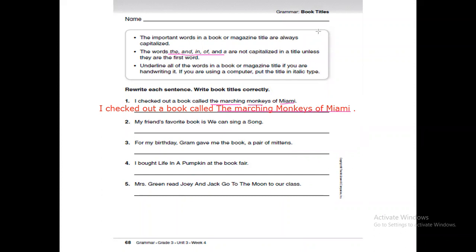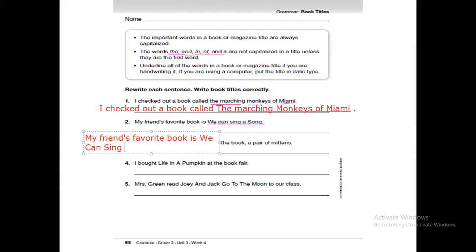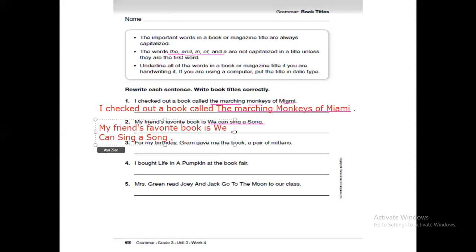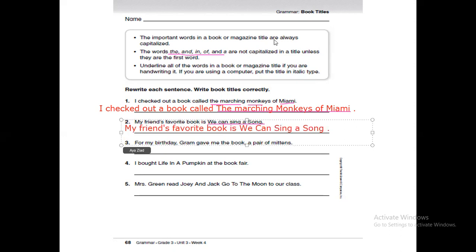My friend's favorite book is, what's the title of the book? We Can Sing a Song. We must capitalize can, sing, and song. We shouldn't capitalize the letter A, okay? So, my friend's favorite book is We Can Sing a Song. Don't capitalize the letter or the article A. Underline the title of the book here.